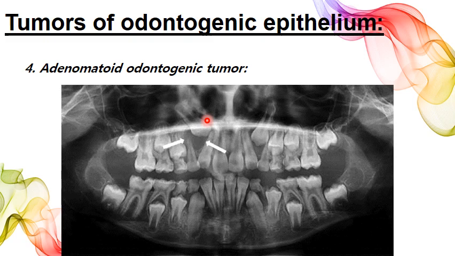In the radiograph, we will see a well-defined, well-circumscribed area that is associated with the crown of an impacted canine. We also see displacement and malposition of the teeth, and it may also cause root resorption.